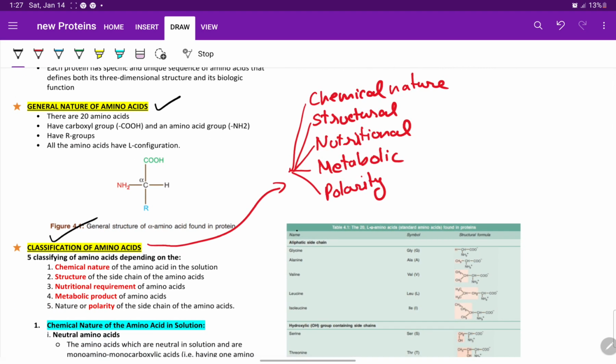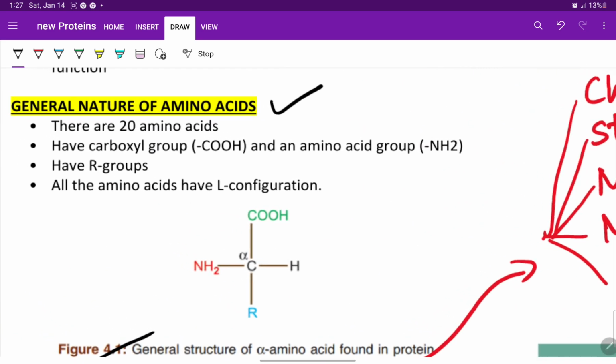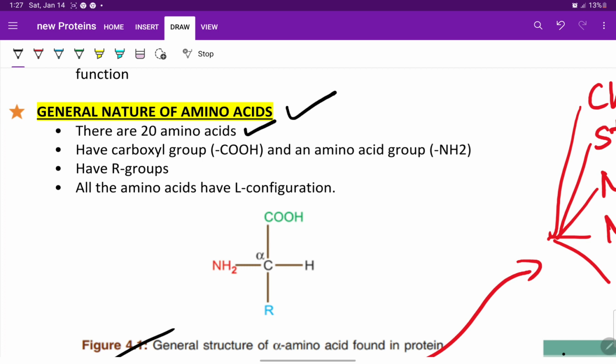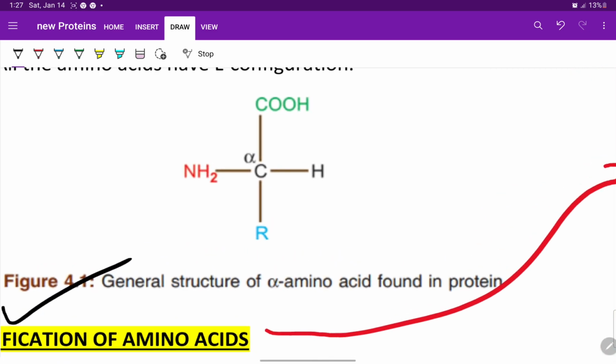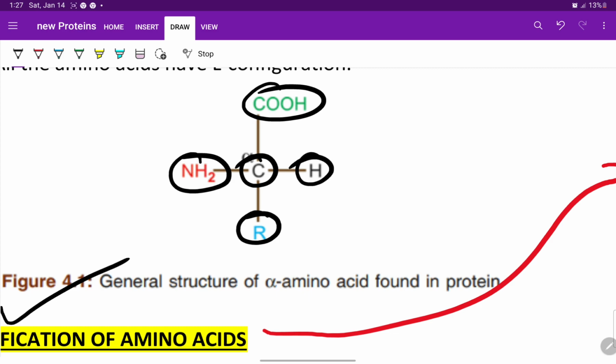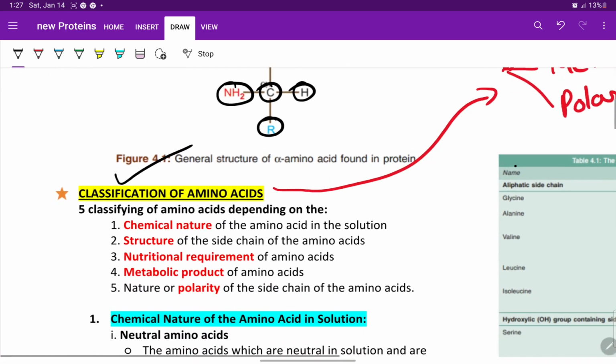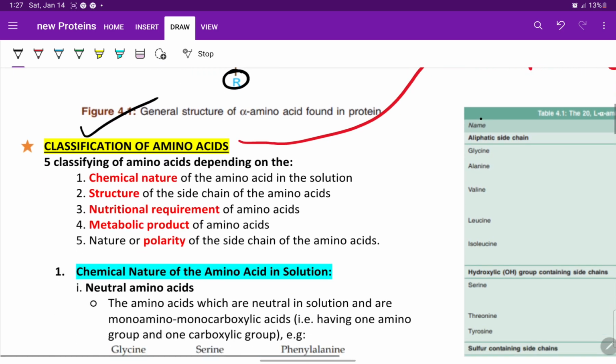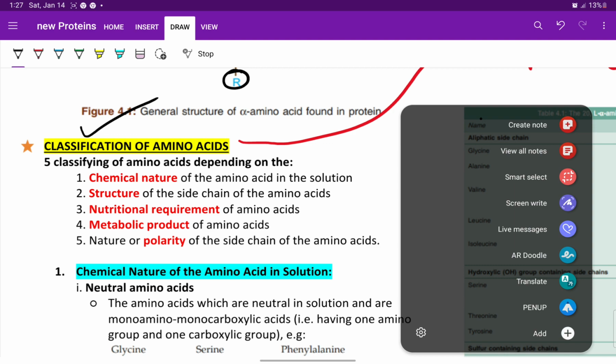So the general nature of amino acids: in our body there are 20 amino acids in nature, and they have a carboxylic group and an amine group. They have an R group too. As you can see from here, you have a carbon, a carboxylic group, an amine group, an R group, and a hydrogen atom. Based on these, we can come to the classification of amino acids.